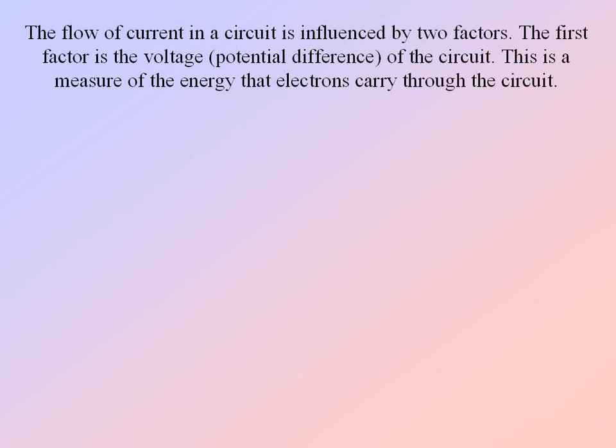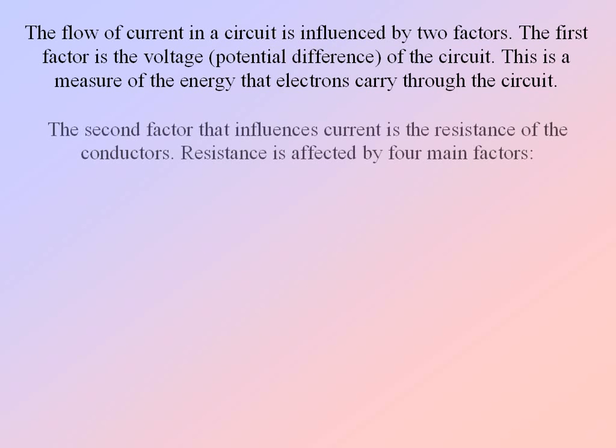The flow of current in a circuit is influenced by two factors. The first factor is the voltage or potential difference of the circuit. This is a measure of the energy that electrons carry through the circuit. The second factor that influences current is the resistance of the conductors. Resistance is affected by four main factors.